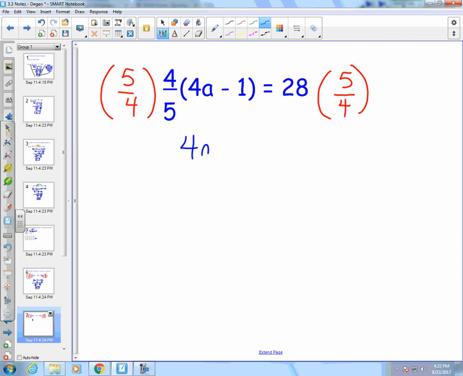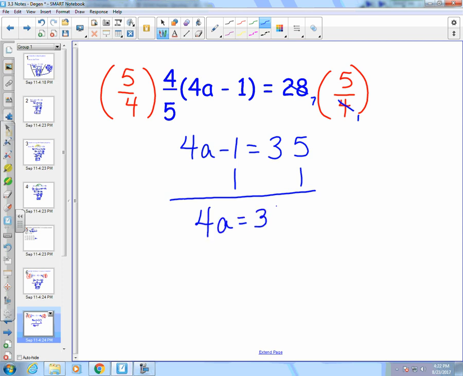I'll be left with 4a minus 1 is equal to, this will cancel and you'll have 7 times 5, which is 35. Now we can add 1 to both sides so that we'll have 4a is equal to 36. And when we divide by 4 on both sides, we're going to end up with a is equal to 9 as our final answer.